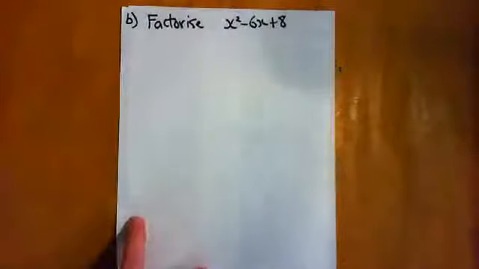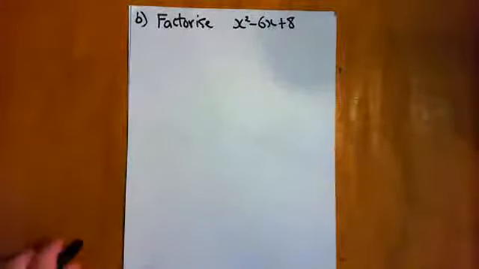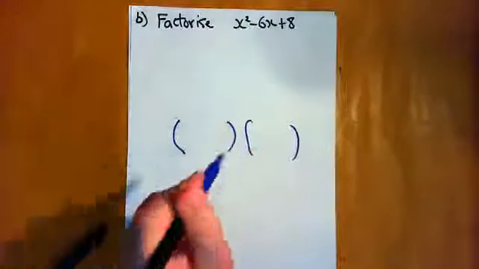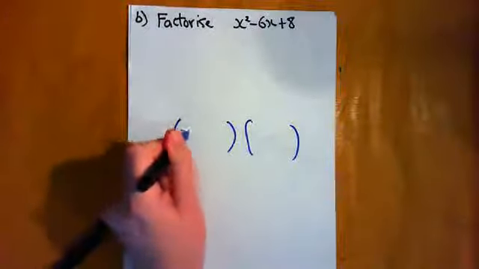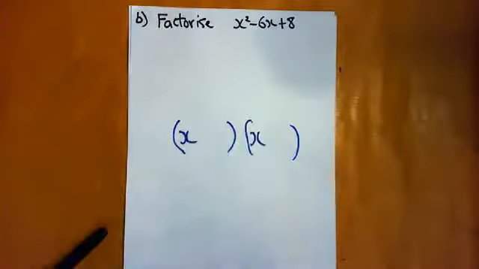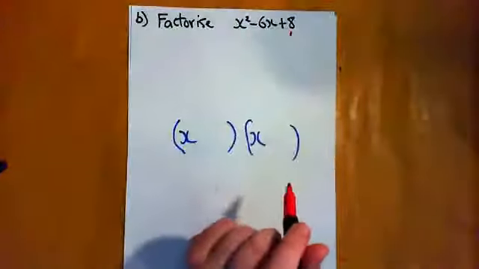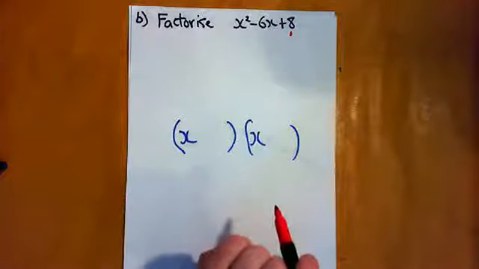Now 2b, we have another expression here to factorise. We have x squared minus 6x plus 8. Again, it has that quadratic look about it, so it's going to be 2 brackets, and the x is going to come from multiplying x times x. So we're looking for a pair of numbers. This time it's going to add to minus 6, but multiply to 8. So, let's do our systematic thing.